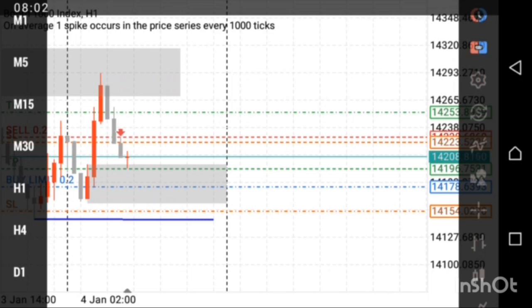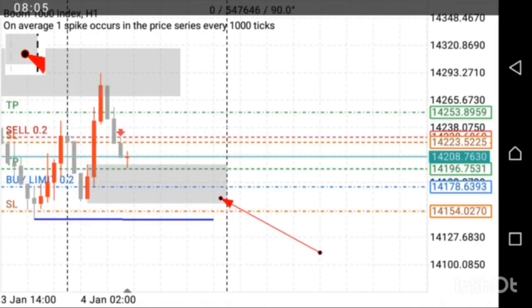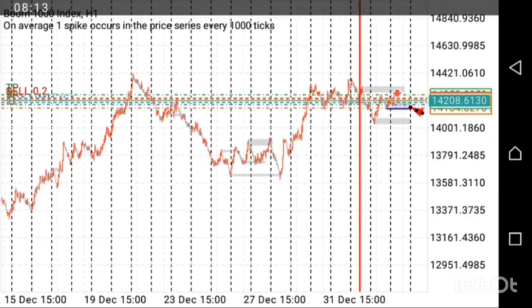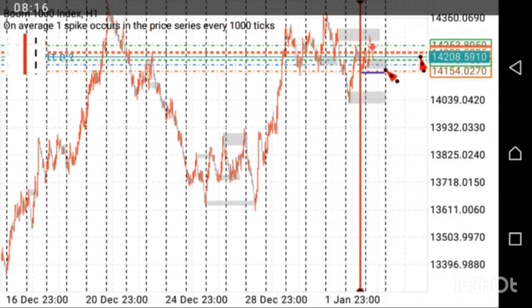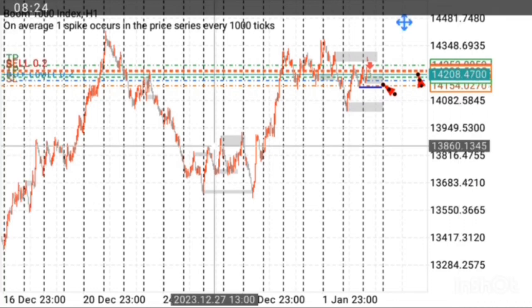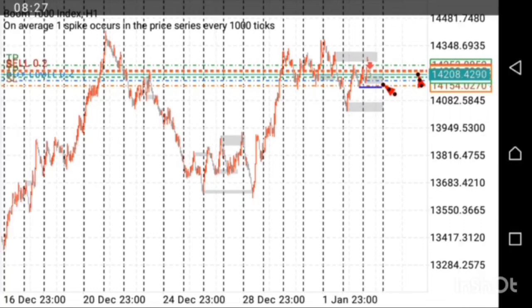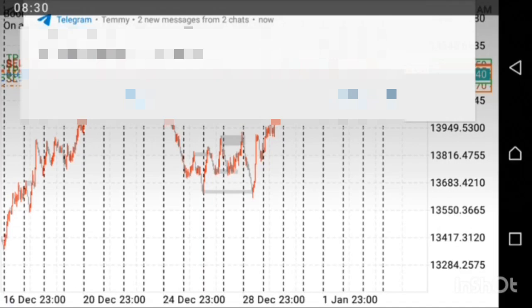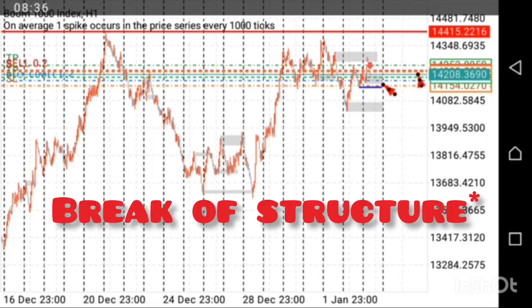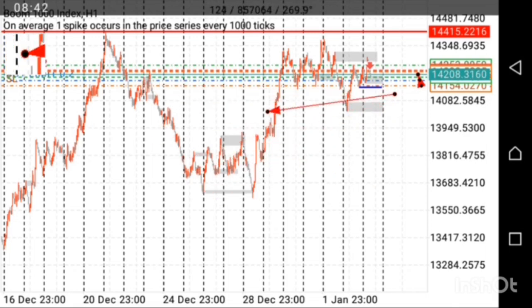Now we already set another entry for a buy at this 50% of this demand zone. And if we check the overall trend, the market is still bullish. It has not changed character. I will be waiting for it to break past this level for me to say, okay, this market has changed character. But so far, all these movements below are just minor structures.